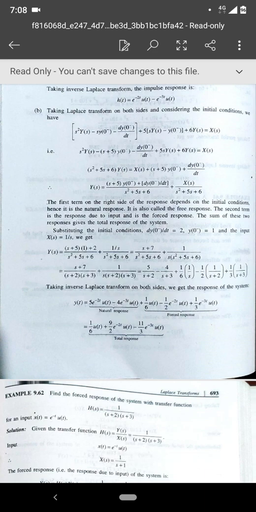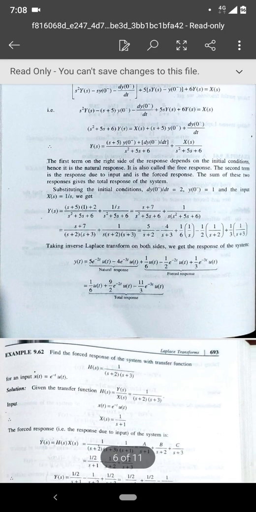Forced response is only due to the input. Whatever response is due to the input is called the forced response, and whatever response is due to the initial conditions is called the natural response. You sum everything to get the final answer, and that is very important. The forced response is not due to the initial conditions, only due to the actual input.